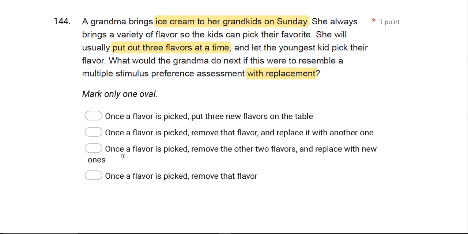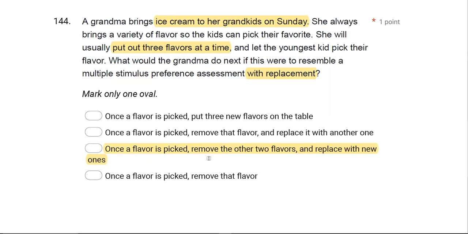What's going to happen is C, once a flavor is picked, remove the other 2 flavors and replace with new ones. So you take the flavor that was picked, or the item that was picked, put it back, and replace all the other items with new items. And then once a flavor is picked, remove that flavor. Well, that would be more without replacement. We're focused on with replacement. In this case, once an ice cream flavor is picked, remove the other 2 flavors and replace with new ones.